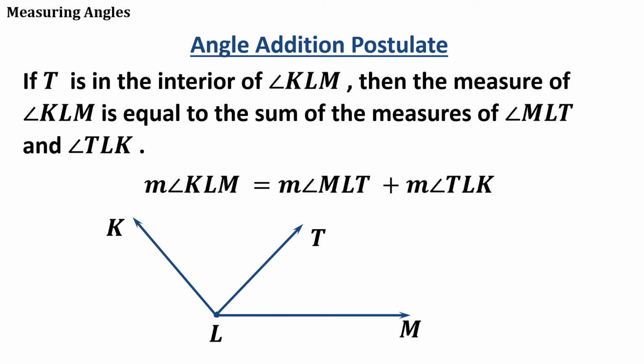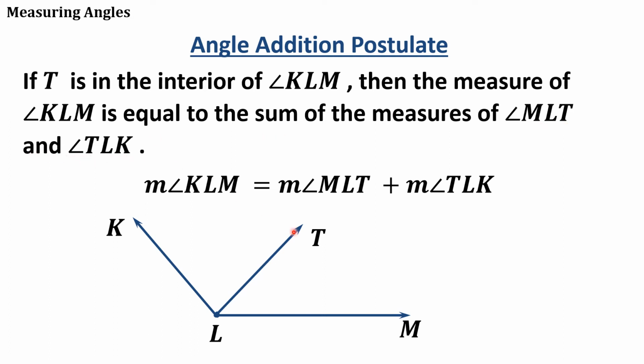Now let's talk about the angle addition postulate. And it's something like the addition of our segments, but instead we're talking about angles. And it says if T is in the interior of the angle KLM, then the measure of angle KLM is equal to the sum of the measurements of the angle MLT and the angle TLK.